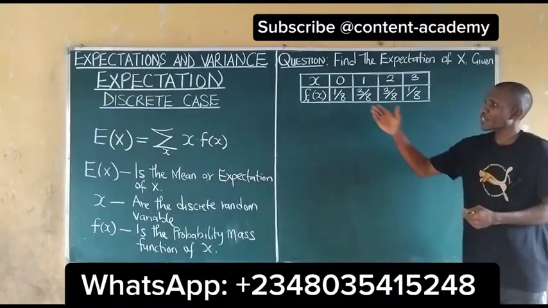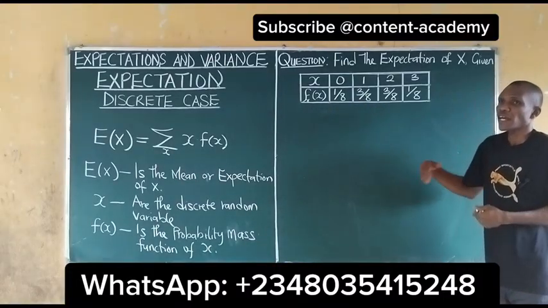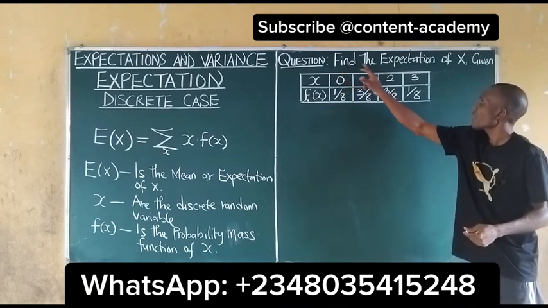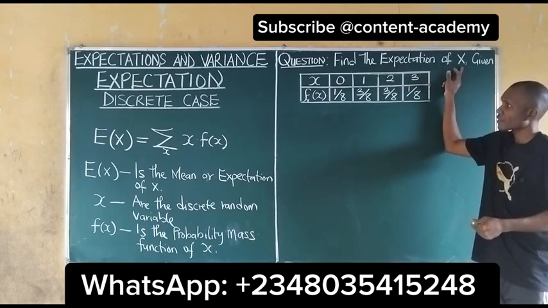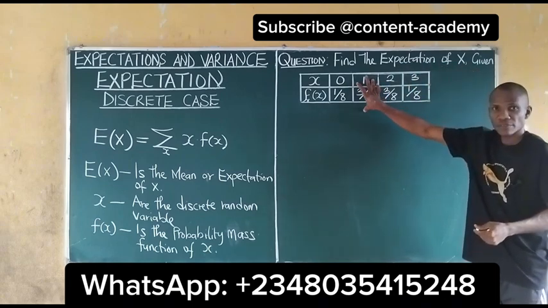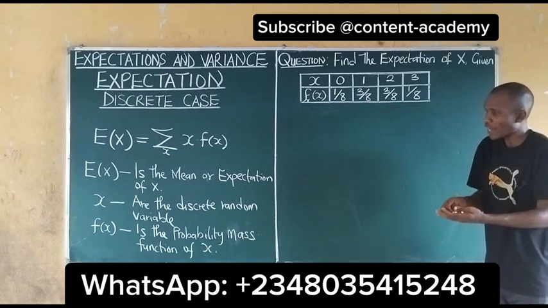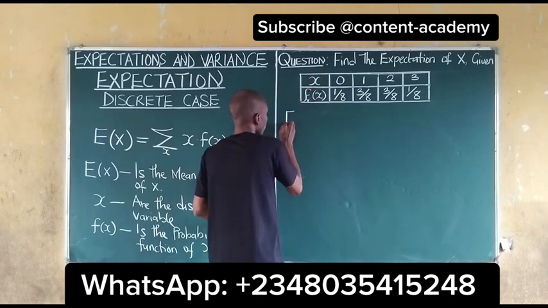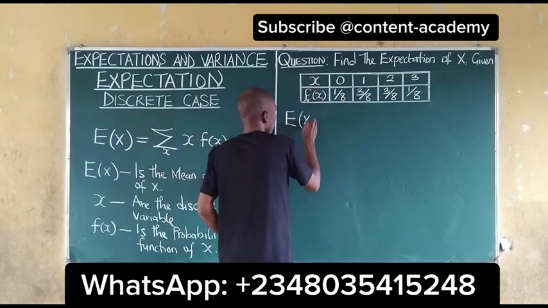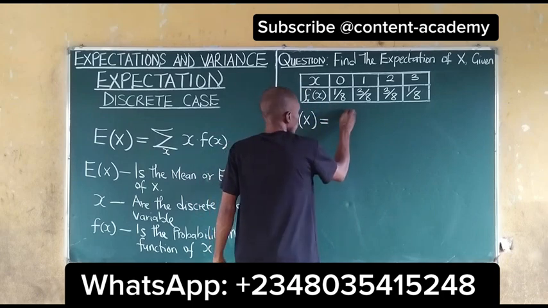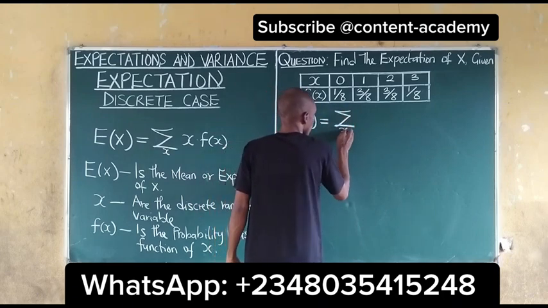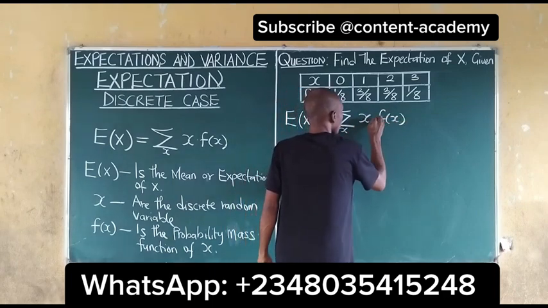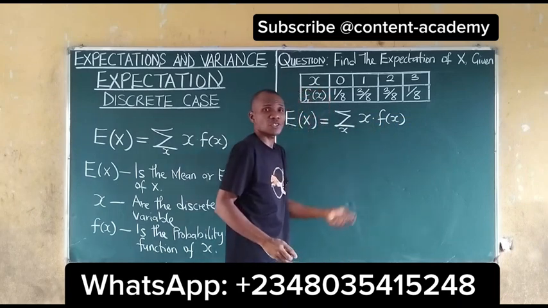So we can make use of the expectation of x. How do we make use of it in an equation? Here we're given the equation, find the expectation of x given this. So to find the expectation of x, like what we have discussed here, the expectation of x is equal to the summation of x values, x multiplied by f of x. So this is simply how to find the expectation of x.